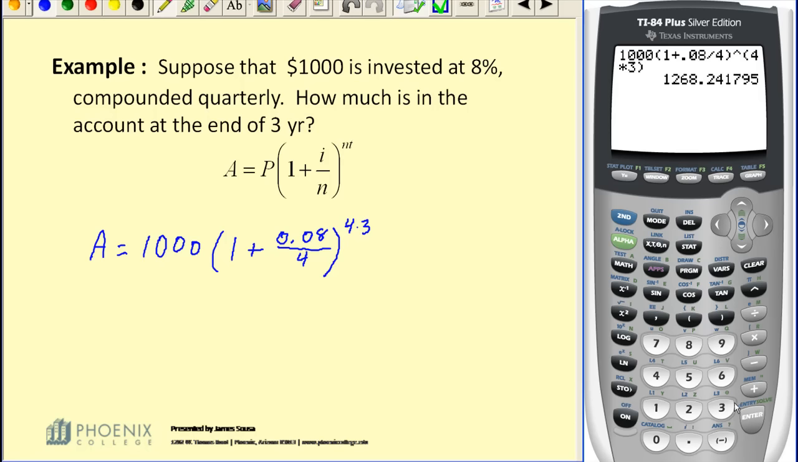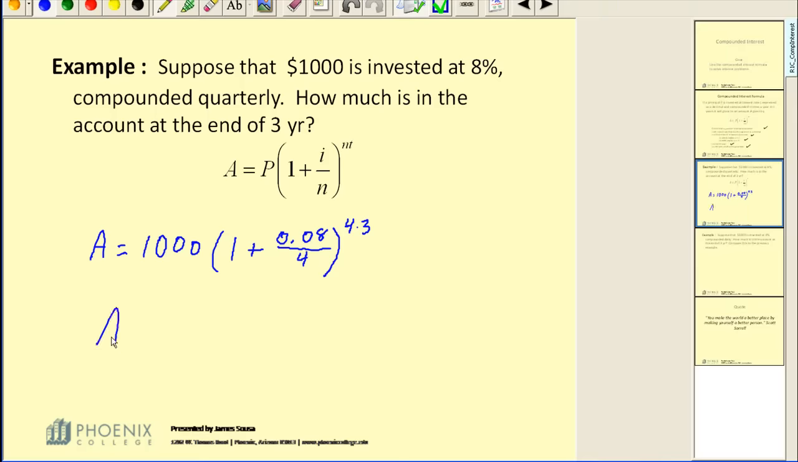This gives us A, or the amount after 3 years. So it's $1,268.24. It's a pretty straightforward example of compounded interest.